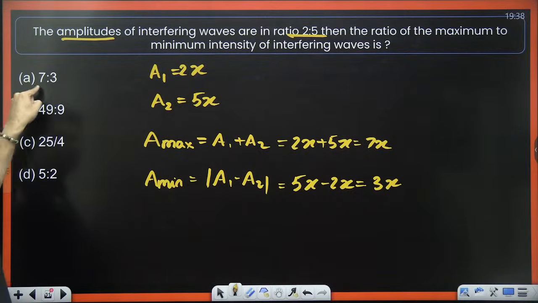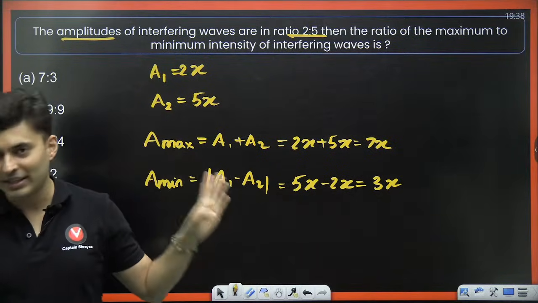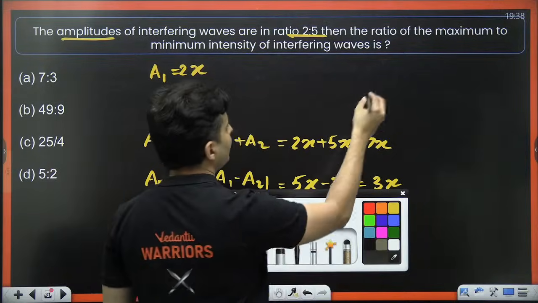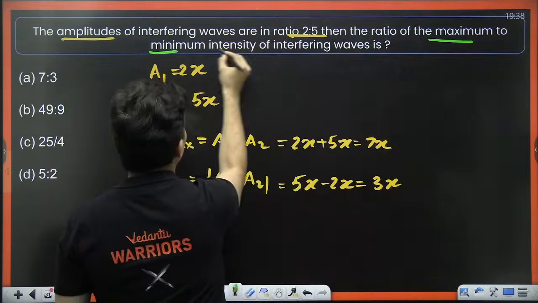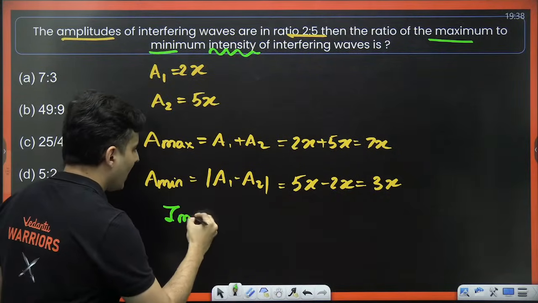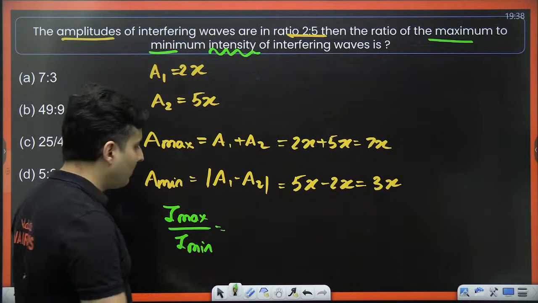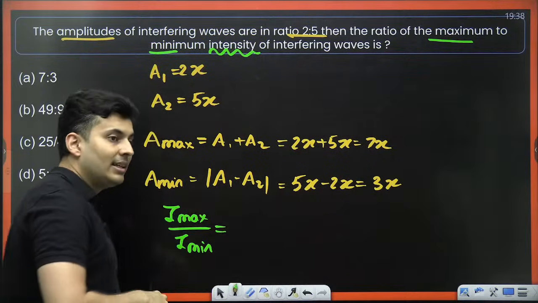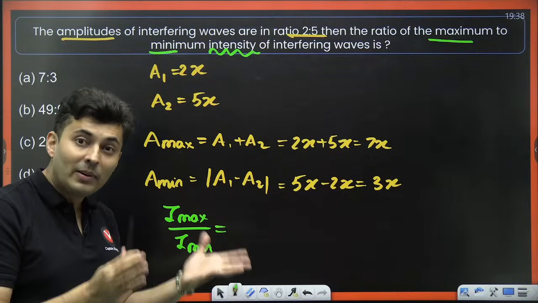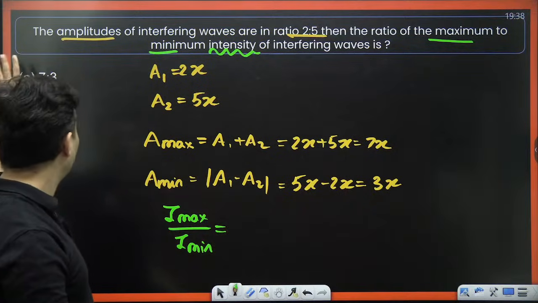So a lot of you are going to mark option A, but that is not the correct answer. Be careful. That is why you should be very, very alert in the exam. The ratio of maximum to minimum intensity is asked, not amplitude. So I max by I minimum. The NTA people always play with these words. They will ask intensity, give amplitude, or give intensity, find amplitude. They play around by asking something and giving something else, and many students will fall for the trap.